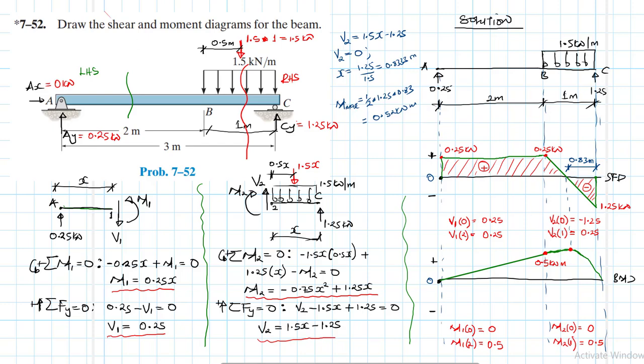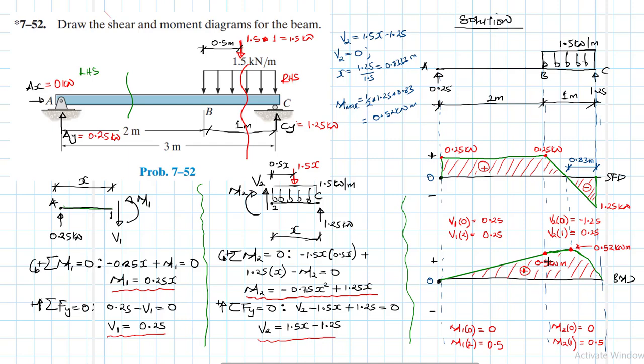So let me indicate it. This value here is 0.52 kilonewton meters. This moment here is positive. There we go, something like this. I guess we are done.